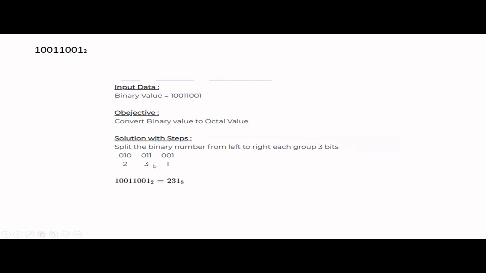When you have so many conversions to do, it's easy if you draw the table quickly, then you can refer to it and put the numbers. For example, if you see 0 1 1, that is 3. You should know it by heart. If you do many questions, you will understand this as a fact. So then the answer is 231 in octal.